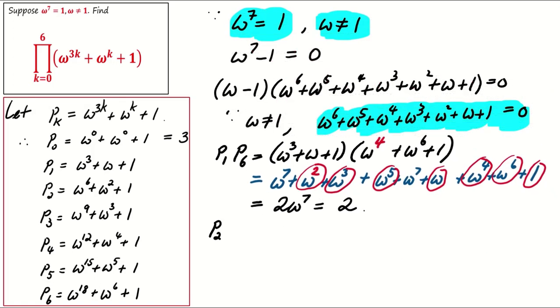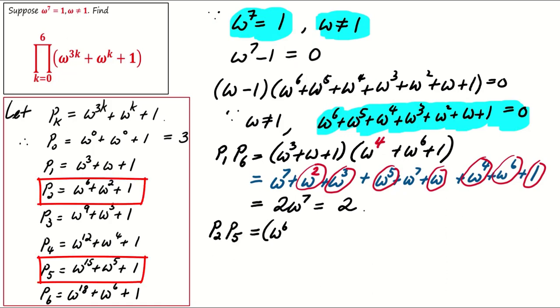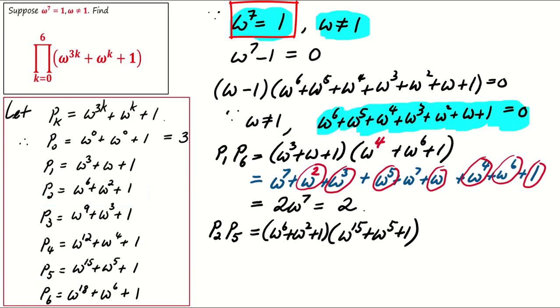Similarly, when we consider p_2 times p_5, it gives us omega to the power 6 plus omega squared plus 1 times omega to the power 15 plus omega to the power 5 plus 1. Note that omega to the power 7 equals 1 implies that omega to the power of 15 equals omega. So we substitute that.